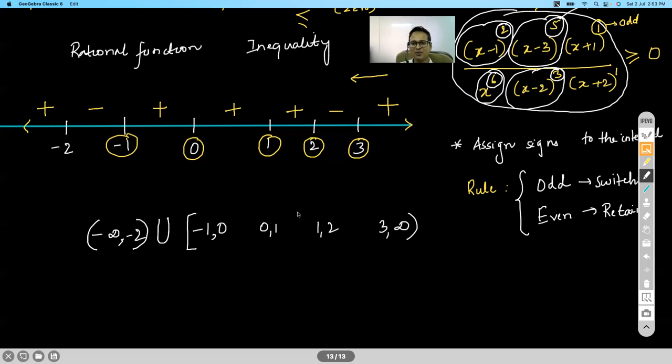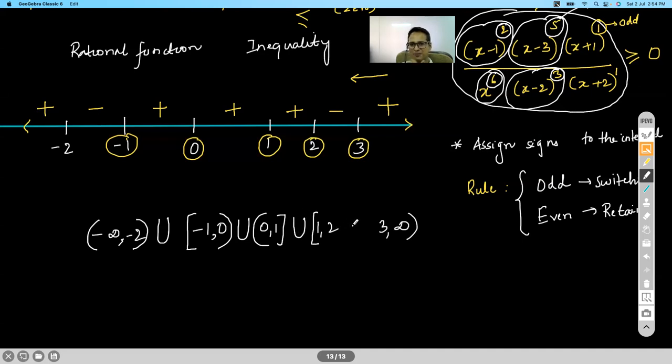What about 0? Should I put round brackets next to it, or should I put a square bracket next to it? Round, correct, Sandeep. Because if I put x as 0, things will become undefined on the left, in the rational function. So this will also be a round bracket, and I have to put a union in between. What about 1, square bracket or round bracket? Can I include 1 in my answer? Yes, square bracket. Correct. So put a union here.